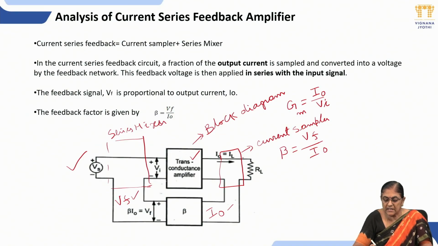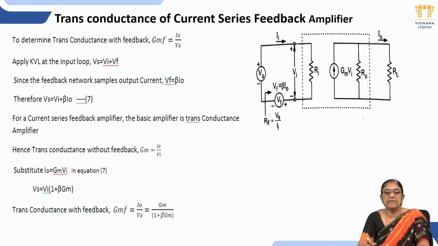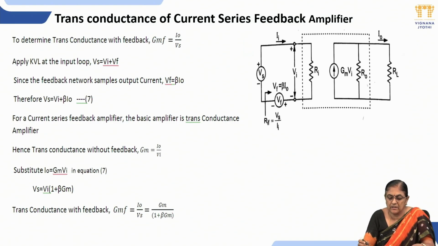I naught is the current flowing through the load resistance and Vi is the input voltage of the transconductance amplifier. In current series feedback circuit, a fraction of the output current is sampled and converted into a voltage by the feedback network. This feedback voltage is applied in series to the input signal. So feedback signal Vf is proportional to I naught. Now we will see the derivation for transconductance with feedback.